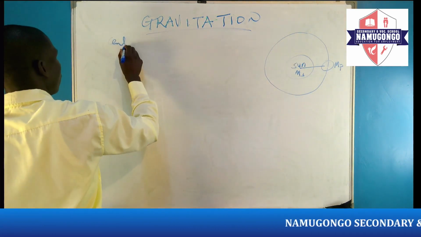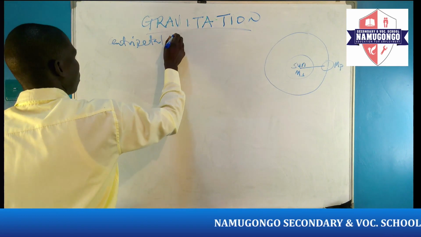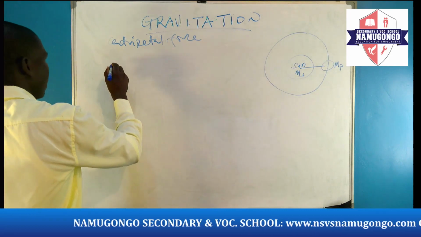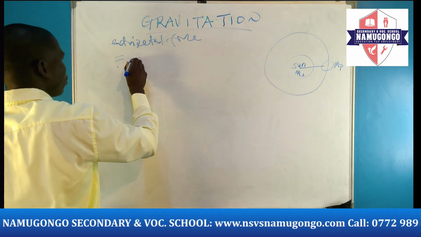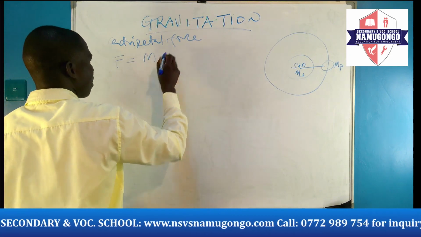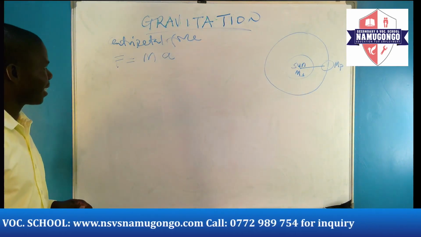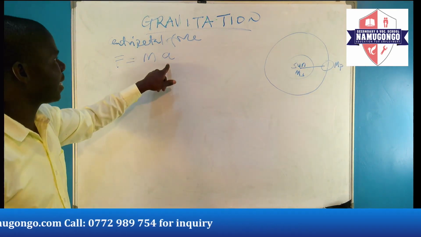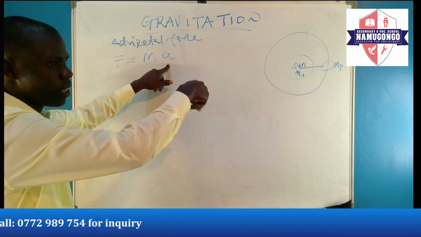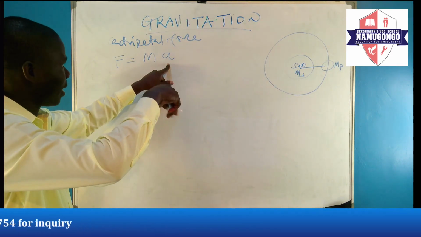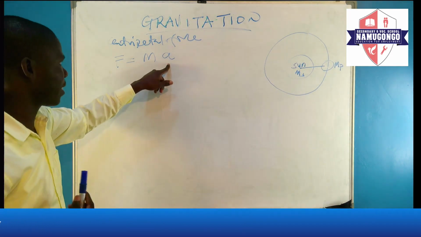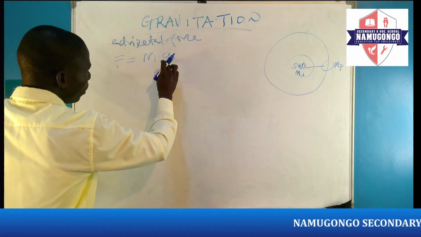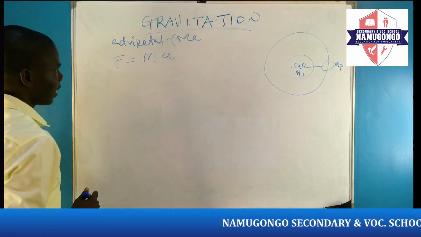Centripetal force. How can we get the centripetal force? We know very well from Newton's second law of motion, force is given by mass times acceleration. This is mass, this is force, which we call the centripetal force. And this acceleration, since the planet is moving in a circular path around the sun, we shall call the centripetal acceleration. Now, mass we know, but we need to get an expression for acceleration.